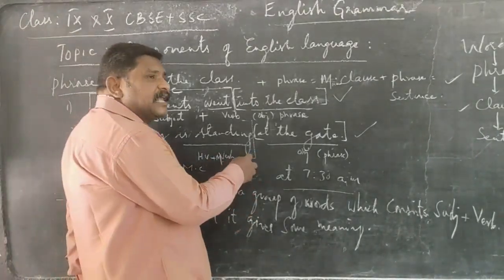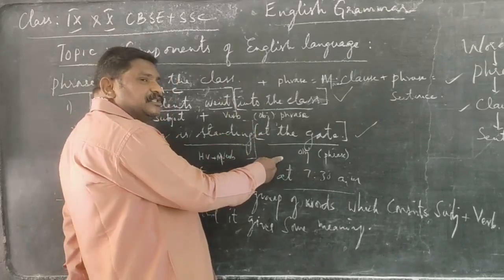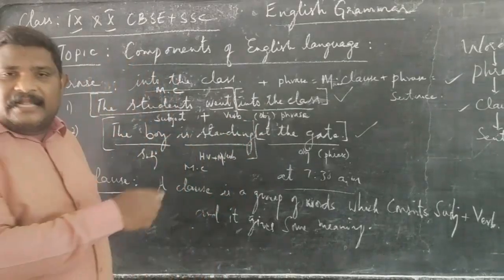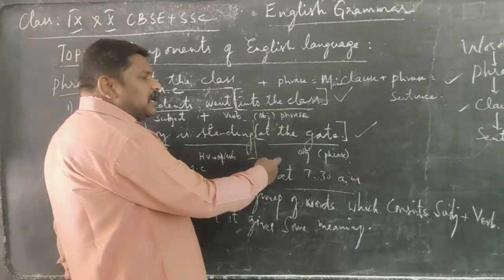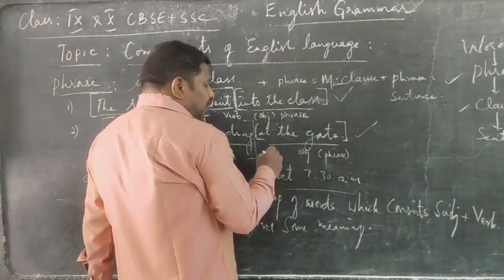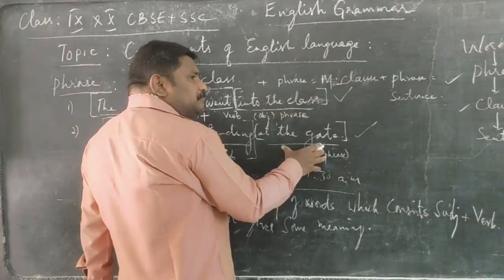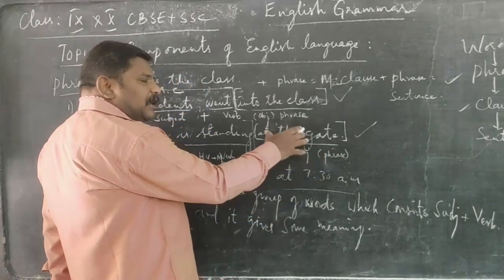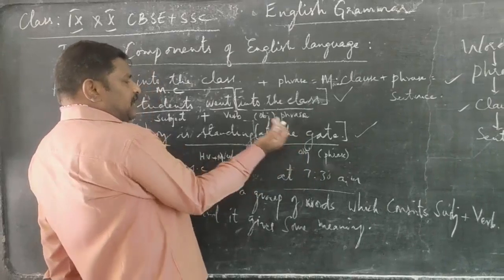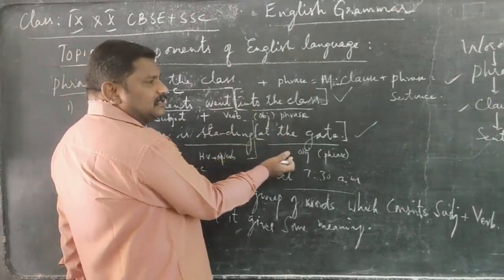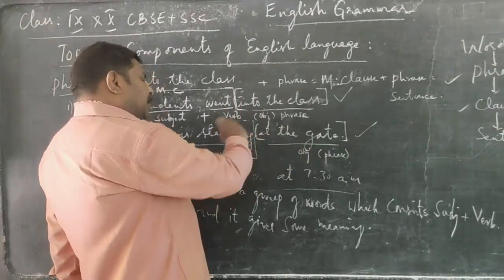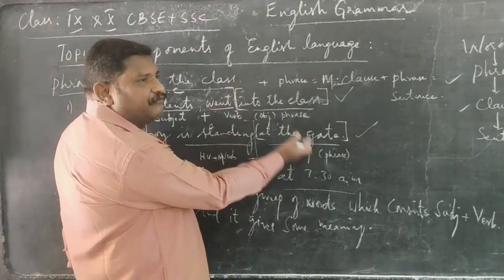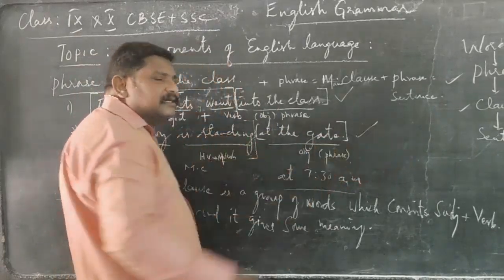Where is he standing? He is standing at the gate. The boy standing at the gate, this part of the sentence which we have named a phrase, is giving the full meaning to this sentence. That's how a combination of a clause and a phrase gives rise to a sentence.